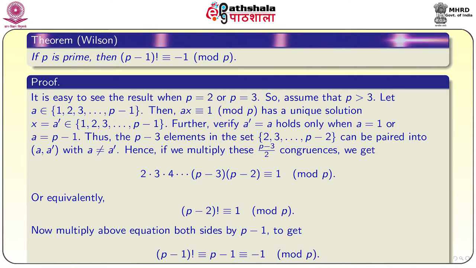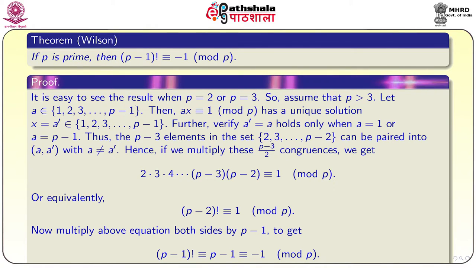Wilson's theorem: if p is a prime, then (p minus 1) factorial is congruent to minus 1 mod p. The statement is very simple. What it says is, if p is a prime number, then (p minus 1) factorial is congruent to minus 1 mod p. So, we will prove this one.